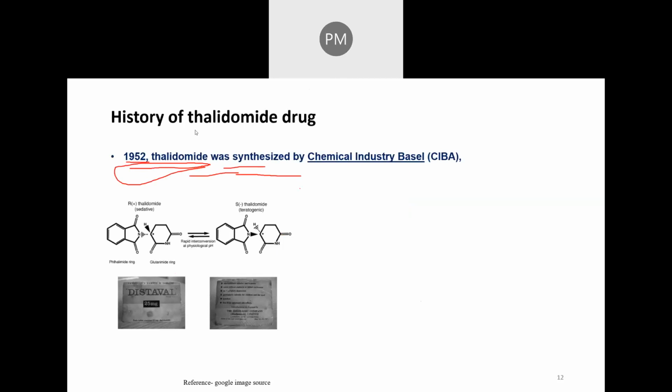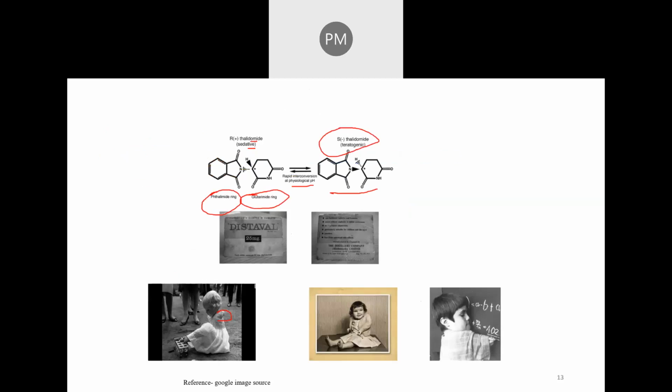The thalidomide disaster happened in 1952, after the Second World War, in Germany. This drug was mainly used by pregnant women for morning sickness. After using the drug, they gave birth to disabled babies. After an investigation, they found that this drug contains this structure, with both R and S isomers.